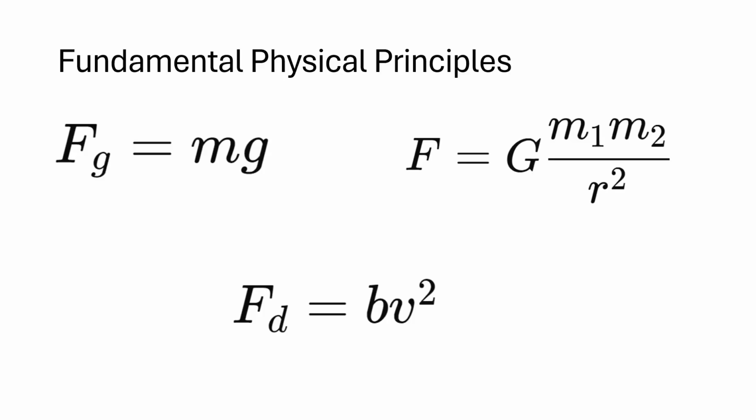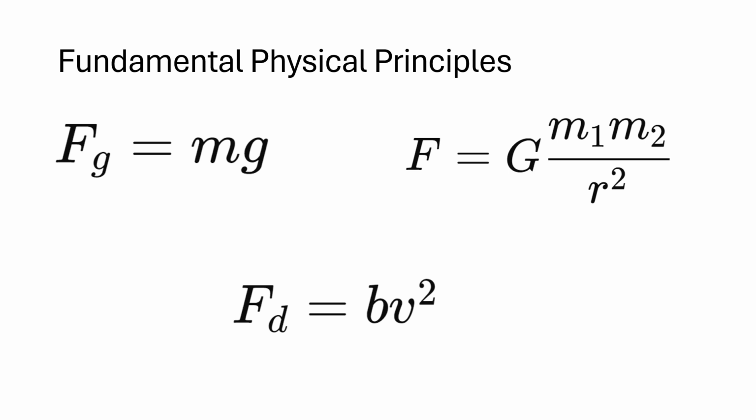So the fundamental physical principles: close to the Earth, the force of gravity is just mg, where g is the acceleration due to gravity, approximately 9.81 near the surface of Earth. And the general gravitational formula is F equals the gravitational constant times the mass of one object times the mass of the other object divided by the radius squared between the two objects. Close to the surface of the Earth, just because the Earth is so massive, this ends up simplifying to mg. But if you wanted to know other gravitational forces, like in space, you could use that one.